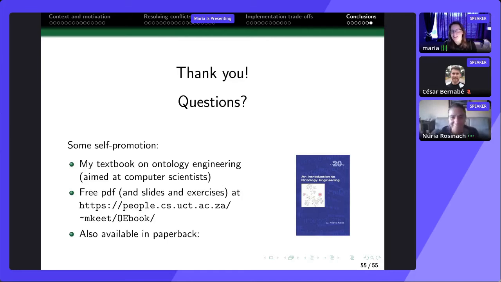As Cesar mentioned at the start, I do have a textbook on ontology engineering. I will say, however, that it is aimed at computer scientists, so third year, fourth year, or master's or PhD students, rather than end users. It is freely available for download, and you can also buy it in hard copy from Amazon.